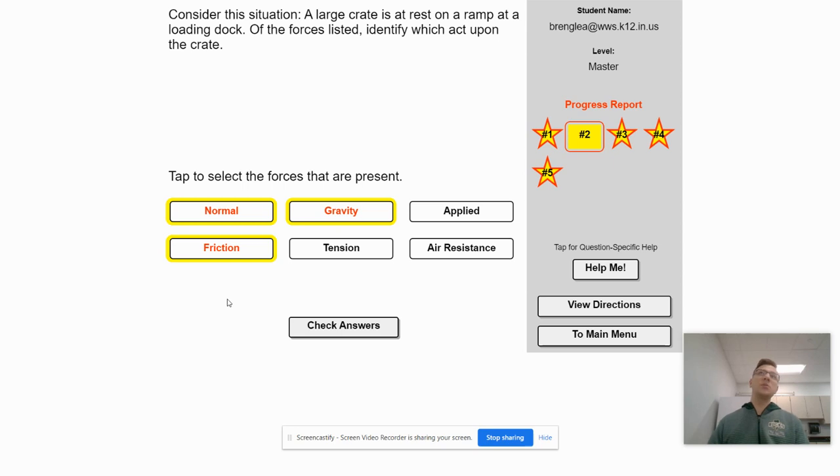So if the box was sitting on a level surface and it was not on a ramp, so it's just flat, then you would not choose friction. But the box is on a ramp, and the only reason it doesn't slide down the ramp is because there's enough friction to hold it in place. So you have to choose friction here, but we will not choose air resistance because it is not moving.